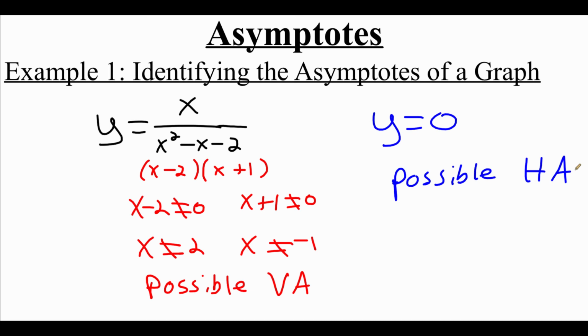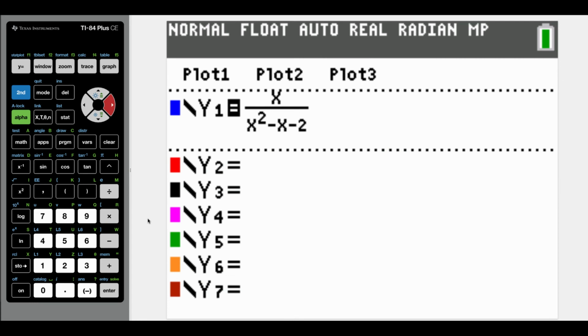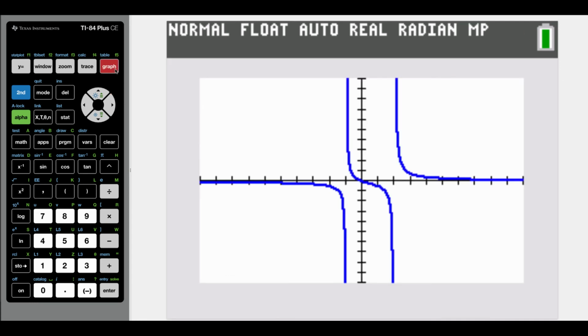So to confirm these, we're going to type this into our calculator and take a look. So there's my equation typed in. I'm going to hit my graph button. Now, like I said, we had domain issues at -1 and also at +2. So those were good candidates for where our vertical asymptotes were going to happen.